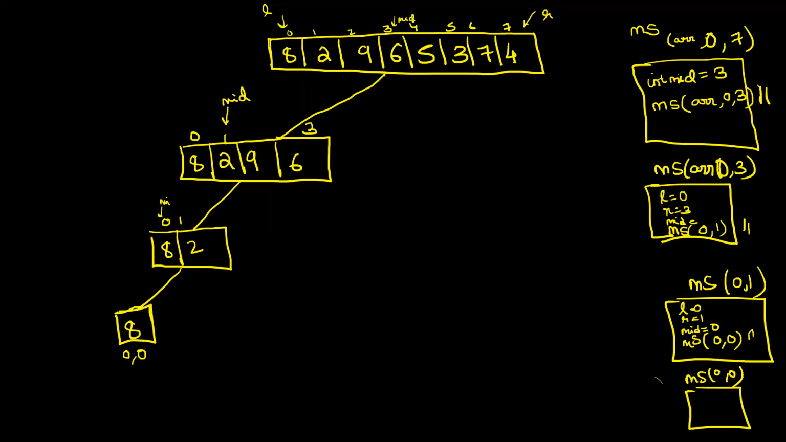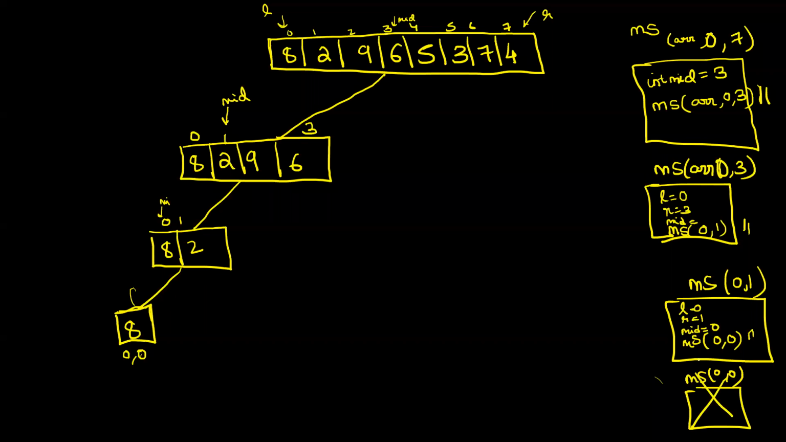So L is greater than or equal to R. Now I am looking at the part of the array that consists of a single element. So do I need to do anything? No. So I simply return from here, I simply return from here, I simply return. Your work is done. Then I will say, the left part is sorted from index 0 till index 0.